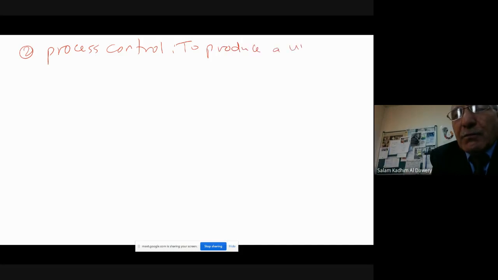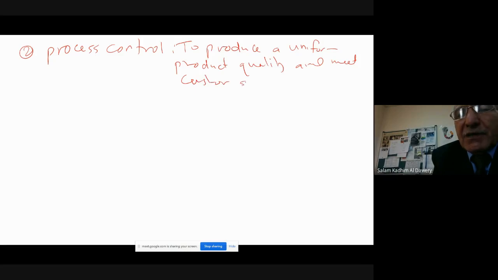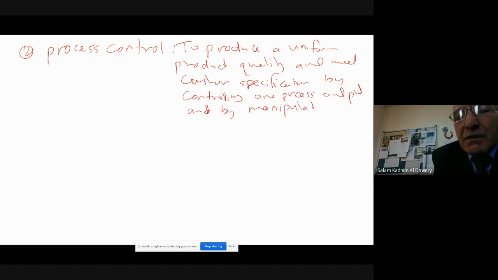to produce a uniform product quality and meet customer specification by controlling one process output and by manipulating one of the process inputs.